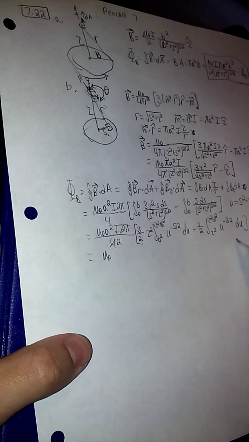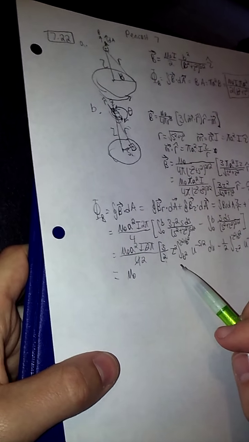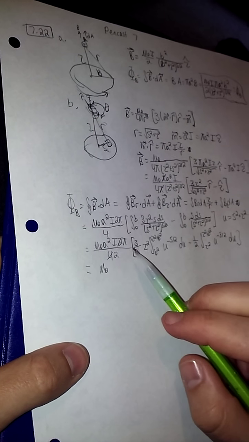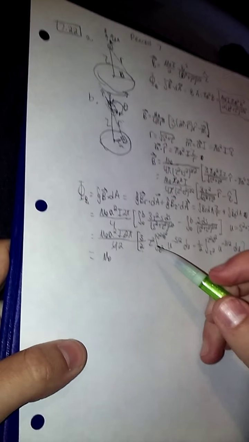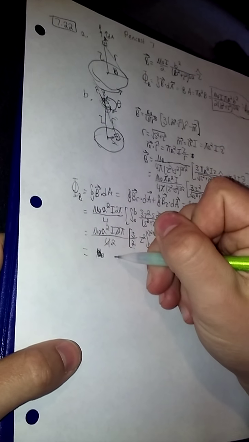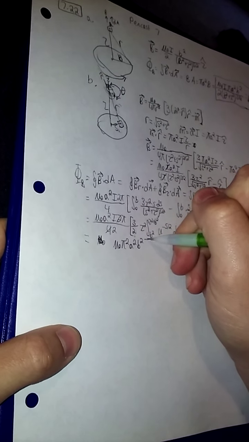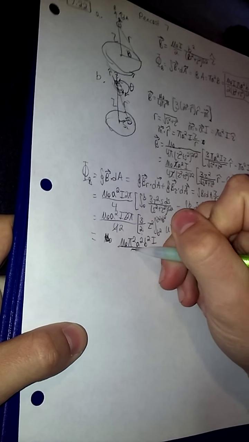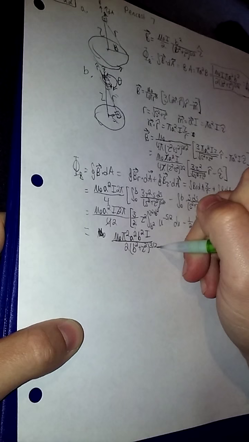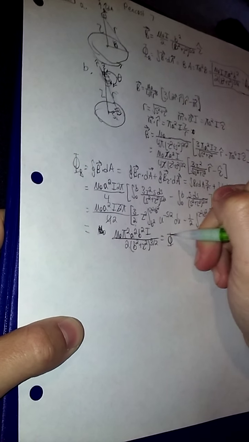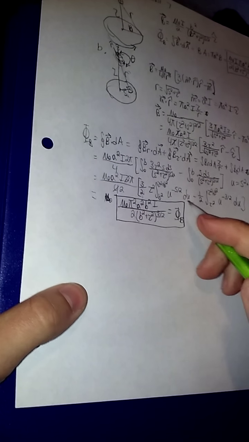From here it's just a whole bunch of integration, and for the sake of the person holding the camera right now, I'm not going to go through and do all that integration. But it's simple from there on out, and then it's algebra. After all this we end up with mu naught pi squared a squared b squared I over 2 times b squared plus z squared to the 3/2, which equals the magnetic flux. And that's the answer for part B.